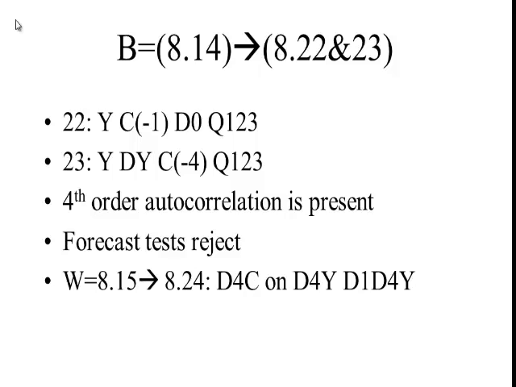So basically then he says that the analog of the Ball model is D4C, the fourth order difference of C, which means C_t minus C_{t-4}. That's the seasonally adjusted consumption on seasonally adjusted income, and then one lag of seasonally adjusted income. This is exactly the Ball model, except that seasonal adjustment has been replaced by D4. And that is equation 8.24.